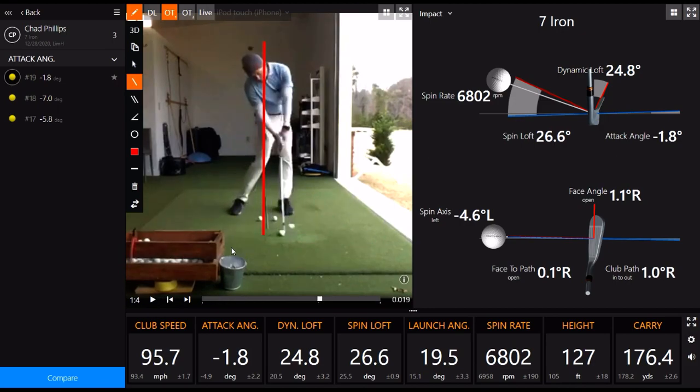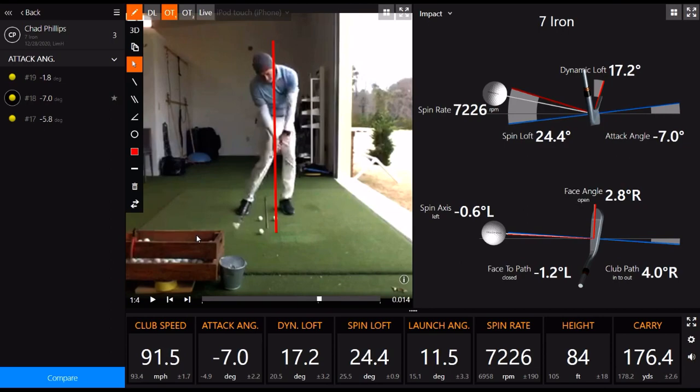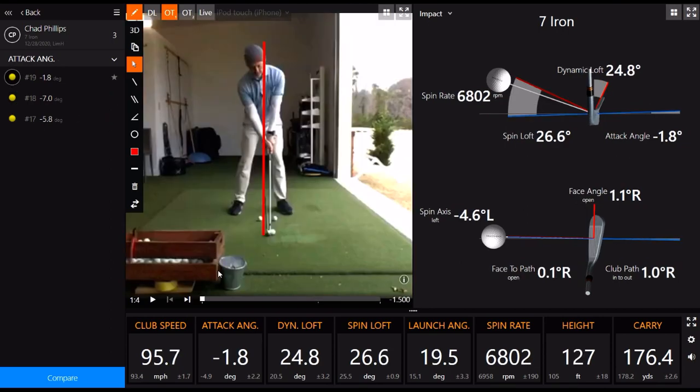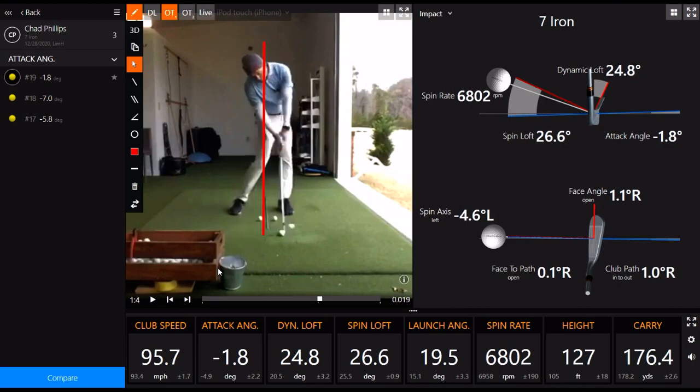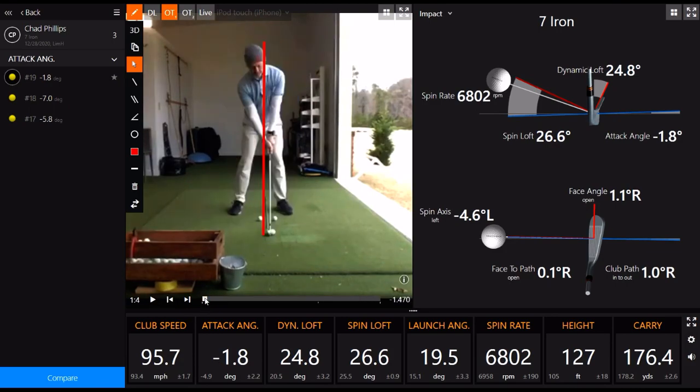Because when I'm striking it, I'm still going to have these hands up here opposite the lead thigh. Hands opposite the lead thigh. And hands opposite the lead thigh. So the main thing I'm changing is just setup to manipulate the ball flight.